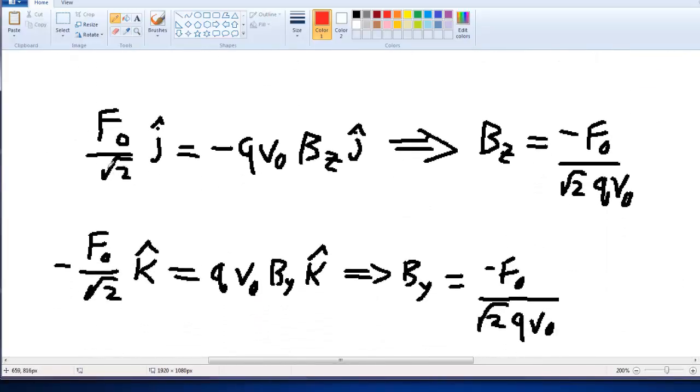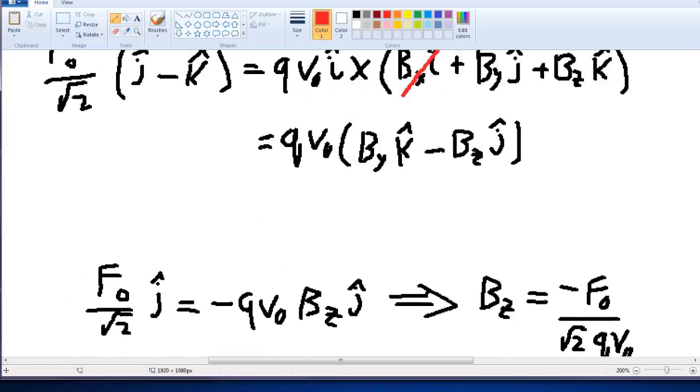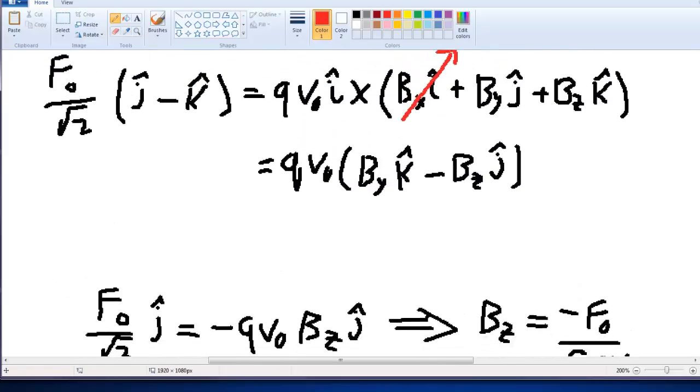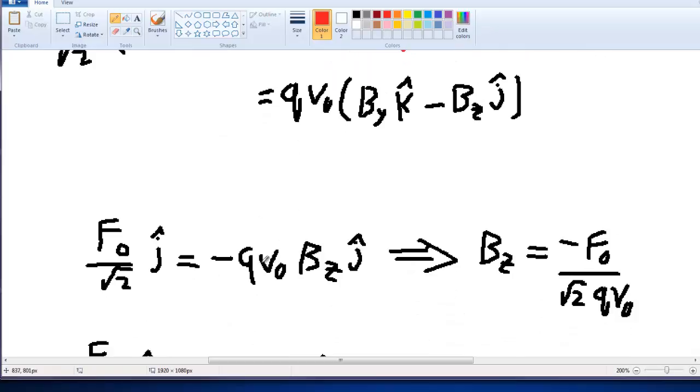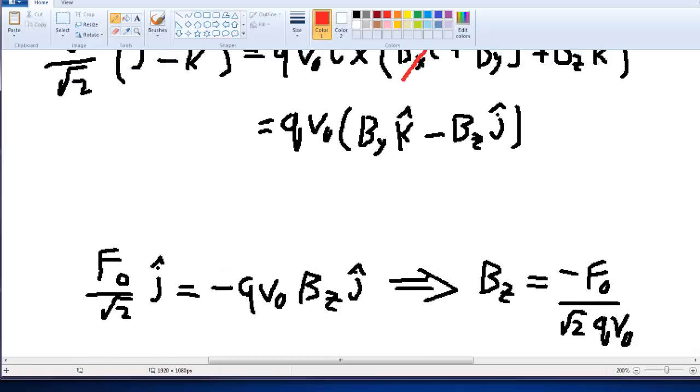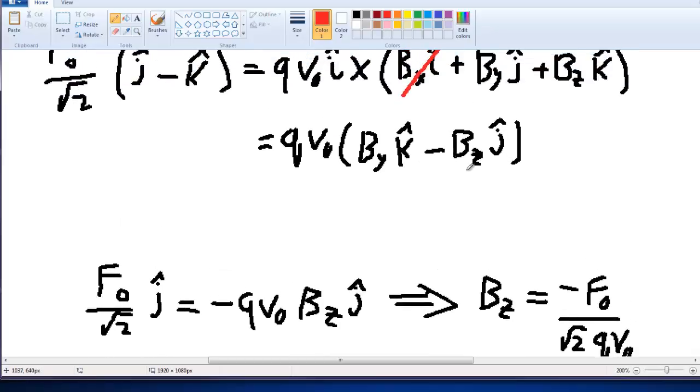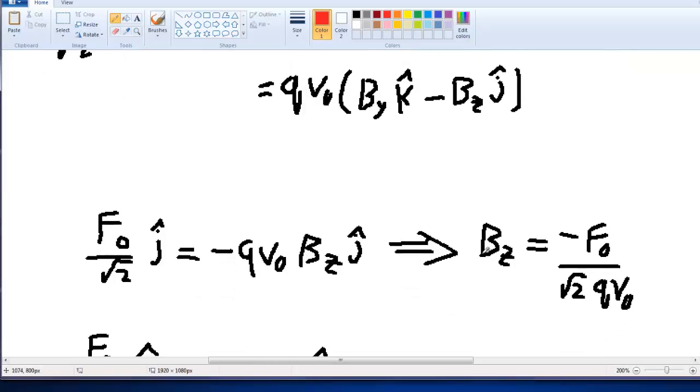So we have F naught over root 2 j hat. We just distributed that over there. Is equal to negative q v naught b_z j hat. That comes from this part and this part. And that'll simplify nicely to solving for b_z is equal to negative F naught over root 2 q v naught.